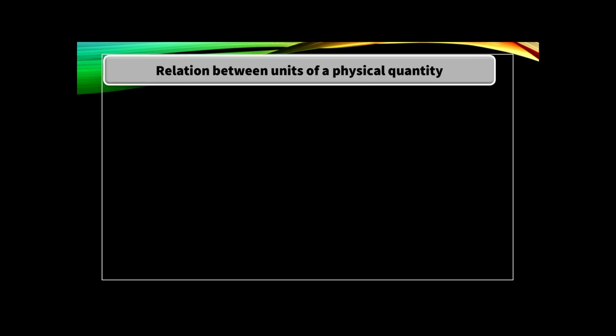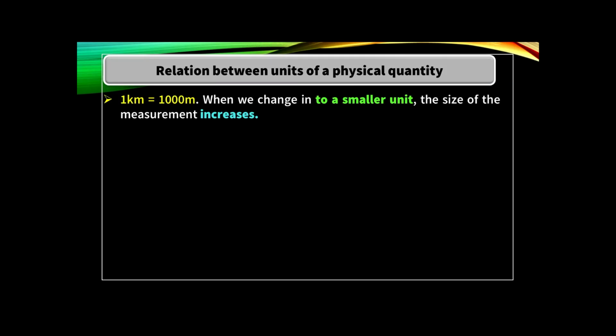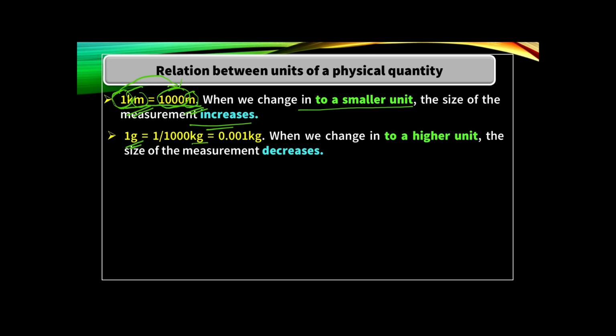Now, we go for the relation between the units of a physical quantity. In grade 11, you may measure distance. You may need to change from one unit to another. Look at this. 1 kilometer is 1000 meter, which is a smaller unit. Smaller unit is meter. Larger unit is kilometer. But look at the number. When you change from a larger unit, kilometer, to a smaller unit, meter, look at the size. Changes from 1 to 1000. What does that mean? When you change into a smaller unit, the size increases. I'm changing into kilogram.